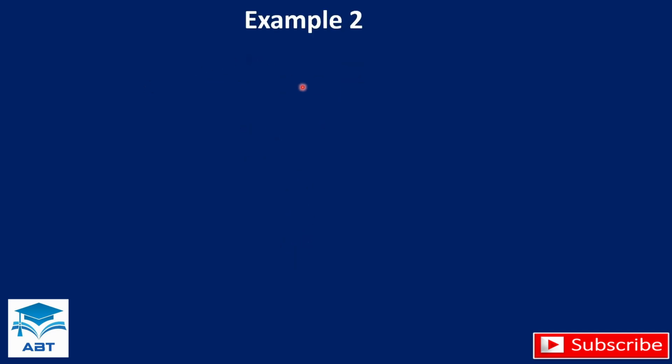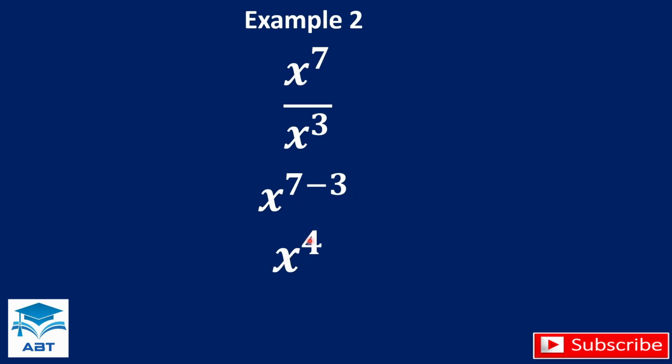Another example, we have x exponent 7 divided by x exponent 3. Since the bases are the same and they are dividing, we maintain the base, which is x, and subtract the second exponent from the first exponent. So we have x exponent 7 minus 3, and 7 minus 3 is 4. So we have x exponent 4.